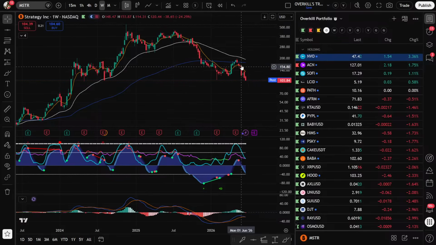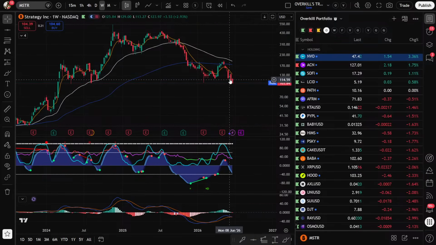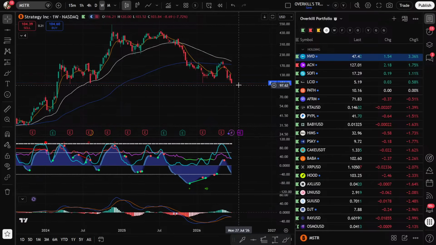This looks very ugly. I'd almost just want to short MSTR here because that looks very, very scary. Very scary. Okay, if that breaks 100, look out below. We're probably going right to 70.